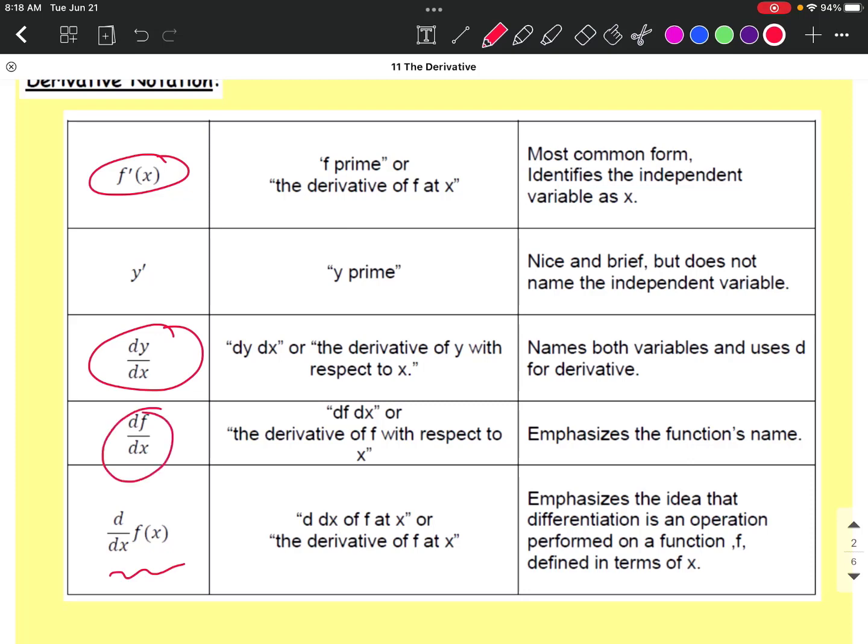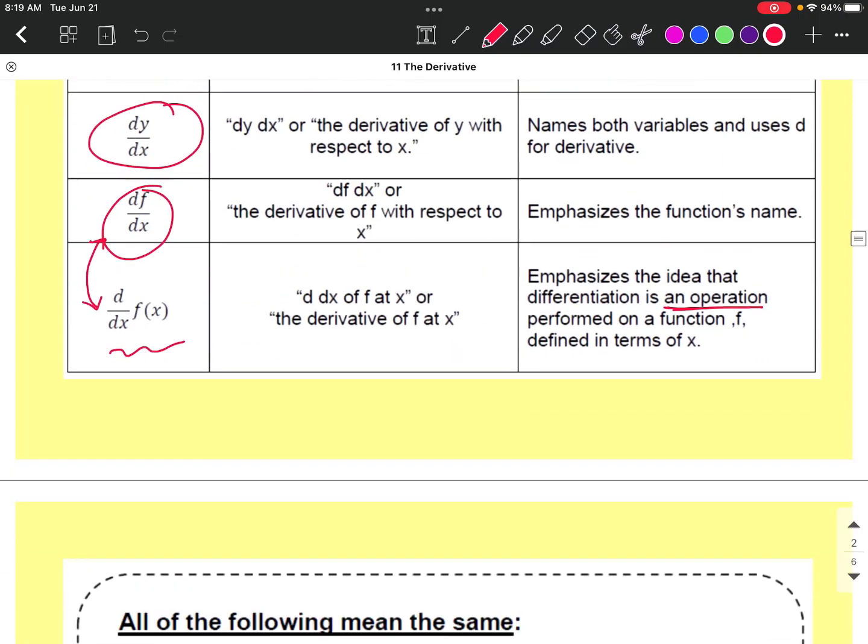This is also very similar. df dx, or the derivative of f with respect to x, emphasizes the name of the function. So if the name of the function is f, it's really the same thing as dy dx. Then d dx of f of x, or the derivative of f at x, is really the same thing as the one above. It's just a different way of writing it. It emphasizes the idea that differentiation is an operation performed on a function f defined in terms of x, so that this is not something different. This is a function. Derivative is another function being performed on a function, which would need a chain rule when you have to do more than one thing.